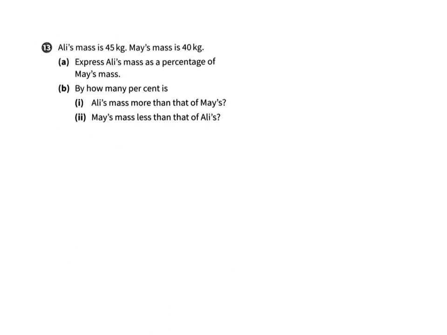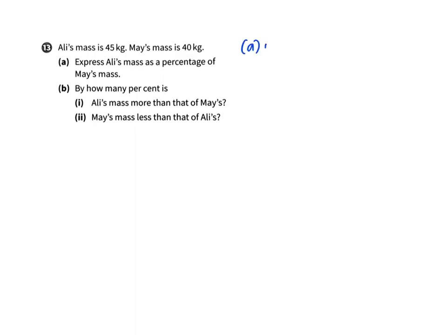Question number 13. Now, I also like question number 13 because this question highlights the importance of identifying the correct base. That means reading the question very correctly, to find the percentages. Now, in question 13, Ali's mass is 45 kg. May's mass is 40 kg. So you know very clearly what is the difference. The difference between them is 5 kg, right? So now part A first. Express Ali's mass as a percentage of May's.